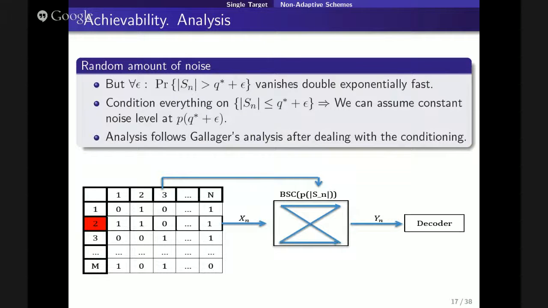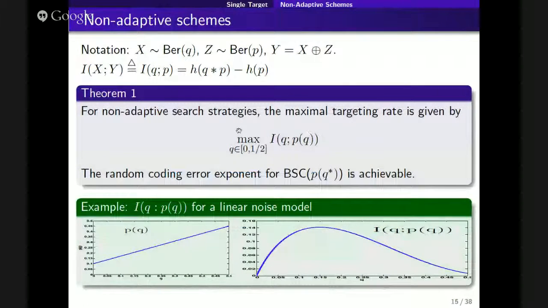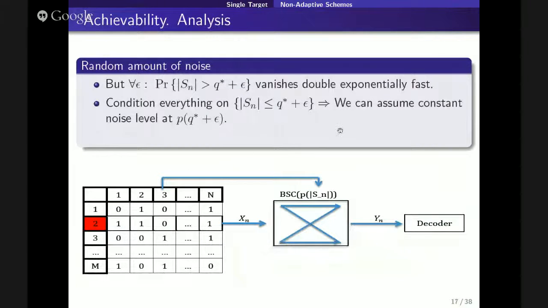So what is the result that you're trying to prove here? Using this, we basically show that the maximal rate you get is this. And as a result, because we follow Gallagher's technique, you also get that you can achieve the random coding exponent for the binary channel governed by this process.